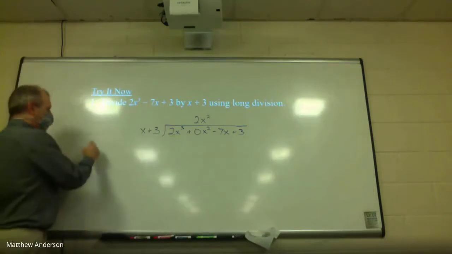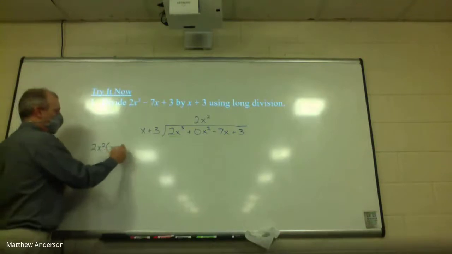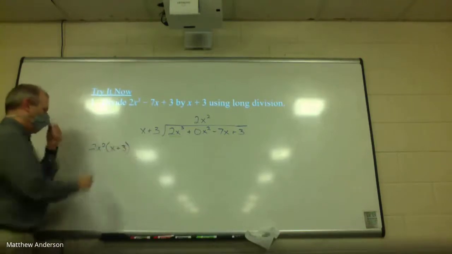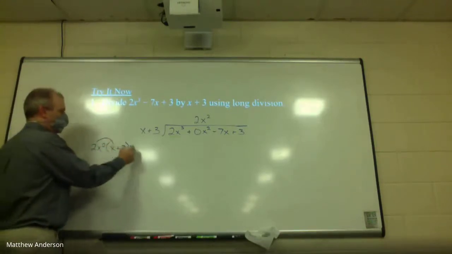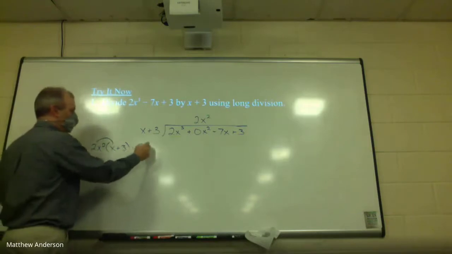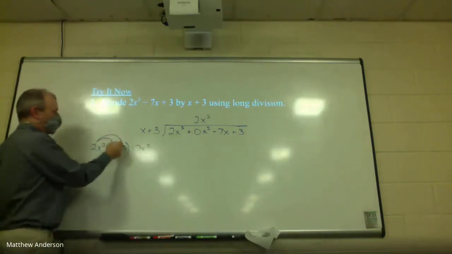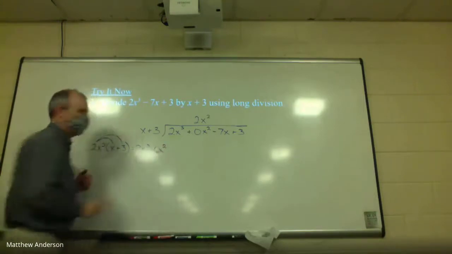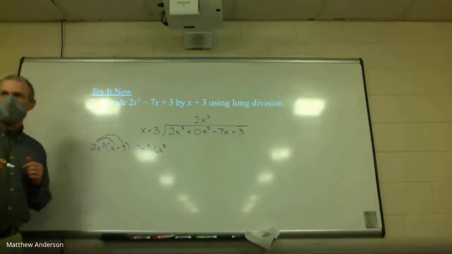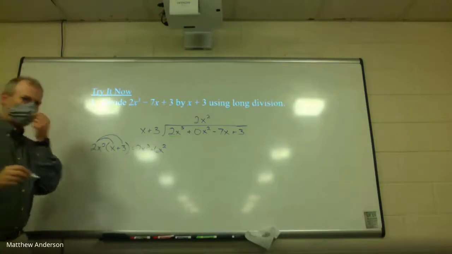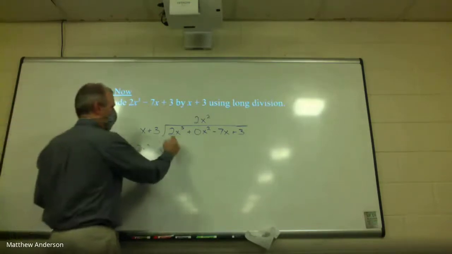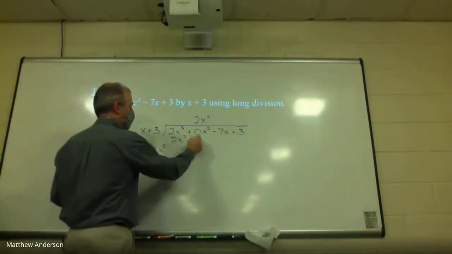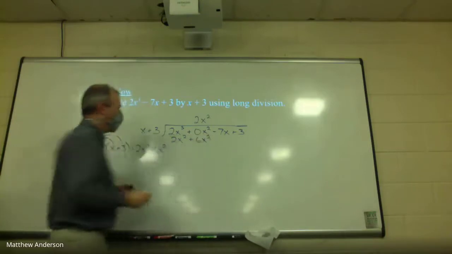So let's do that right over here. 2x squared times x plus 3. And remember, we're going to distribute. So this gives us 2x cubed. 2x squared times 3 gives us 6x squared. Everybody okay with that? So now we put that in here. 2x cubed plus 6x squared.